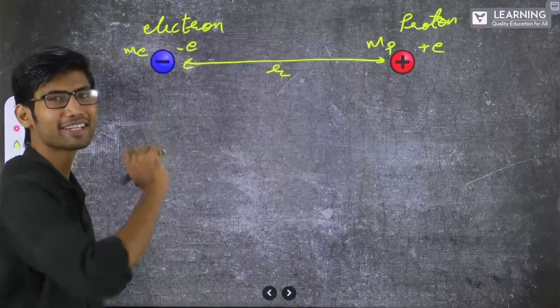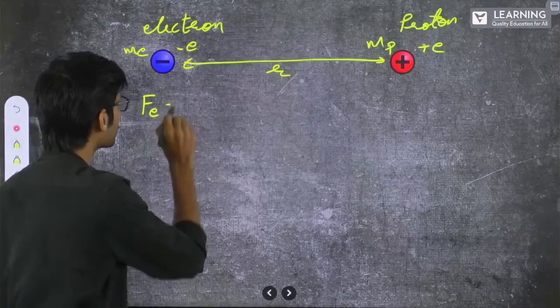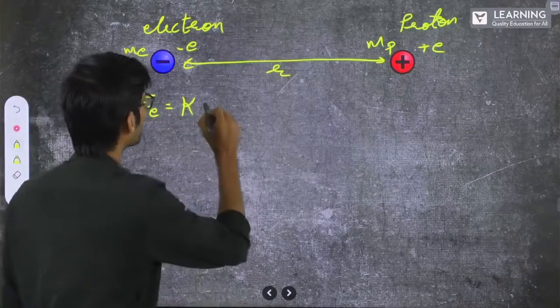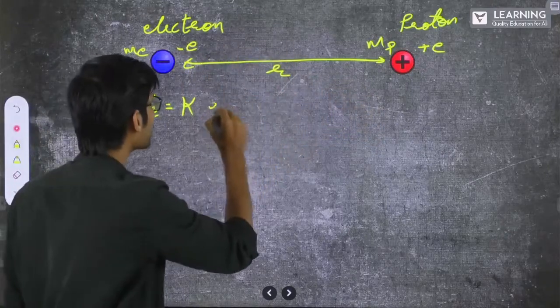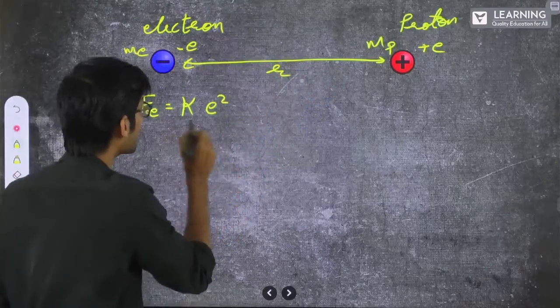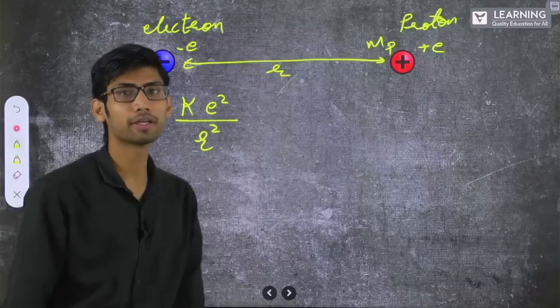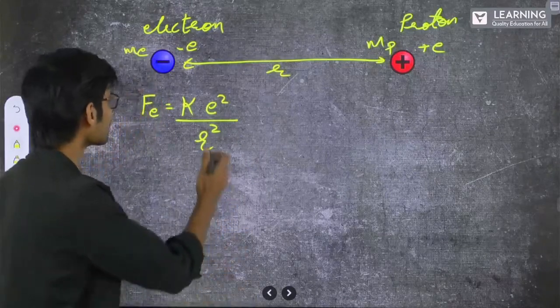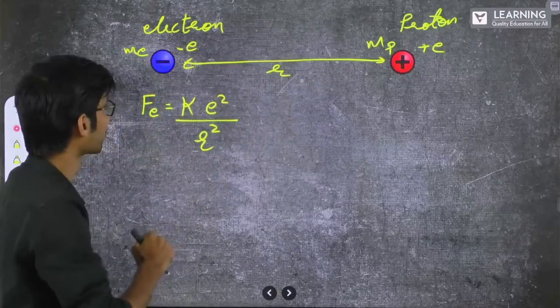So now can we write the electrostatic force? Yes. Electrostatic force is equal to K Q1 Q2, e into e, right? e square. We just have to write the magnitude, not the signs. Divide by r square. K e square divided by r square. These signs just tell whether the attractive force or the repulsive force will be there.